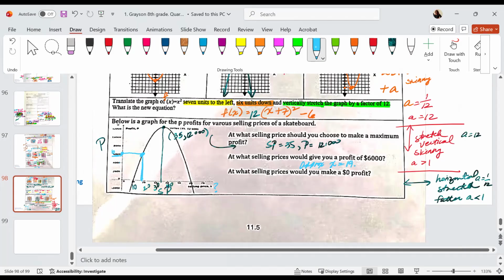Yeah. At what selling price would you make 0 profit? So you're talking about profit, so let's go to P for profit. 0 is right here, correct? At what selling price? Well, this one right here at 10, and? Okay, so you could say P is equal to 0 when selling price is equal to what now? 10 and 60. 60. There you go. And that's it. Make sense?